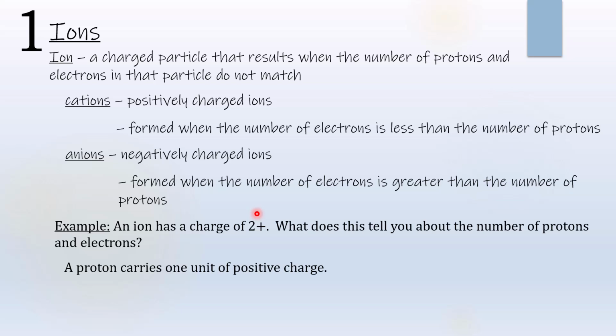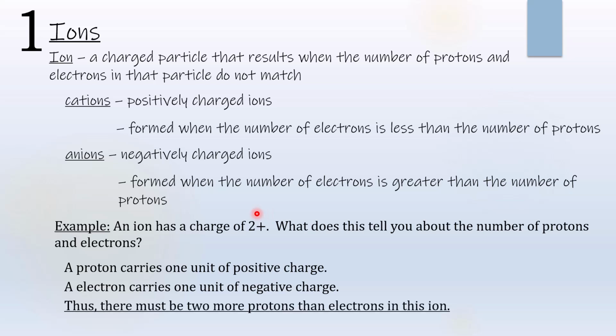Well, a proton carries 1 unit of positive charge. An electron carries 1 unit of negative charge. Because I've got 2 units of positive charge residing on that ion, I must have 2 more protons than I do electrons in this ion. And again, this ion would be a cation because it's positively charged.